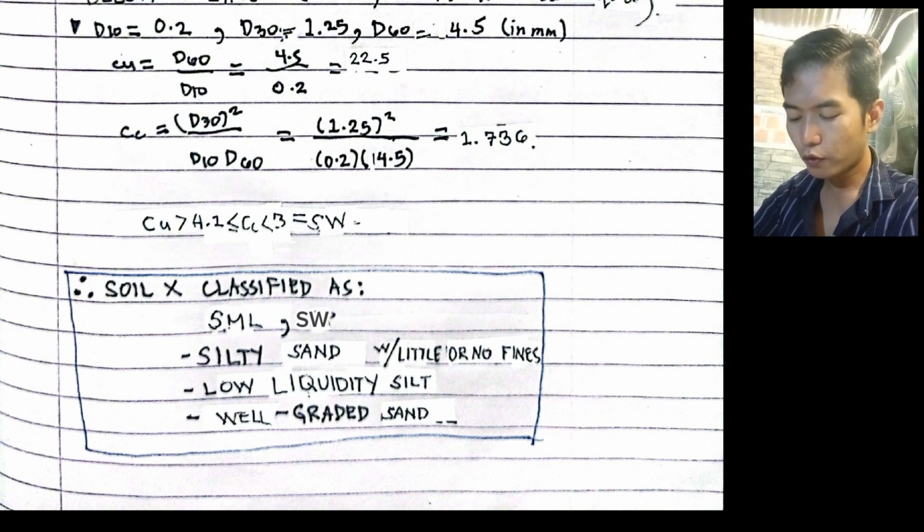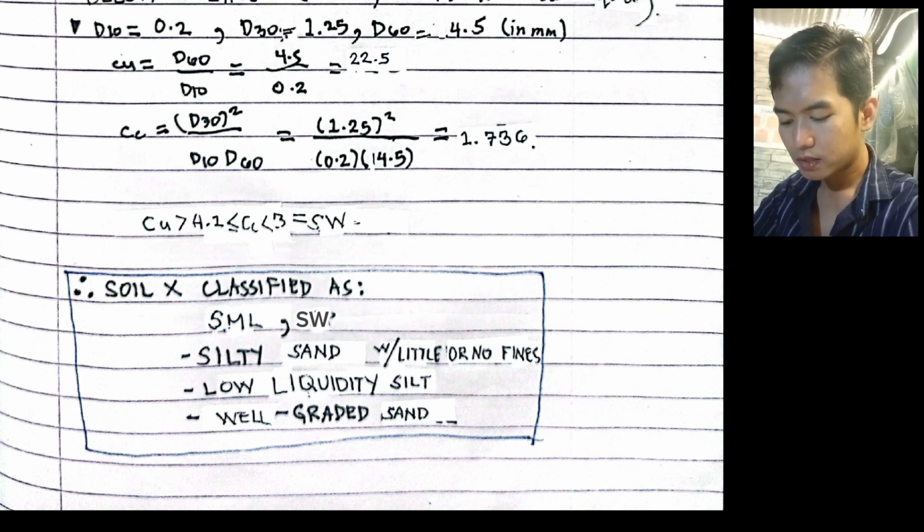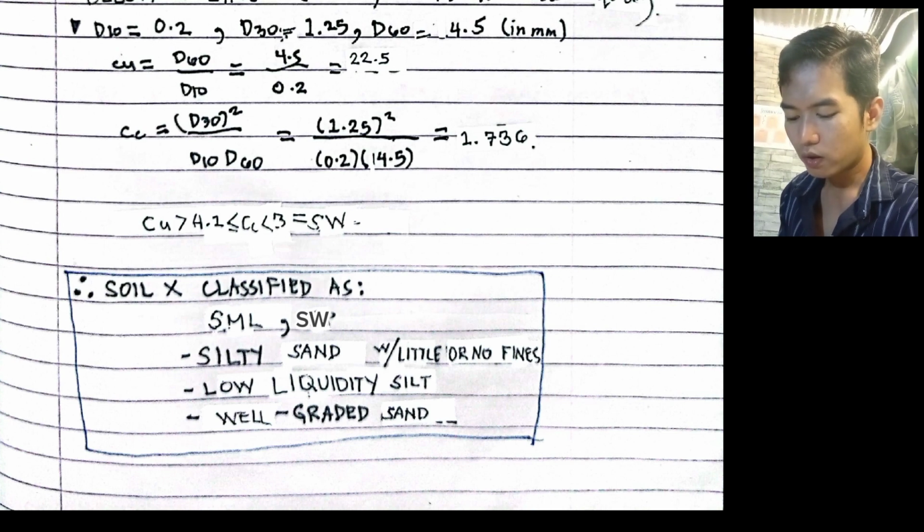So therefore, to conclude, soil X can be classified as SM and SW, silty sand with little or no fines, low plasticity silt, and well graded sand.